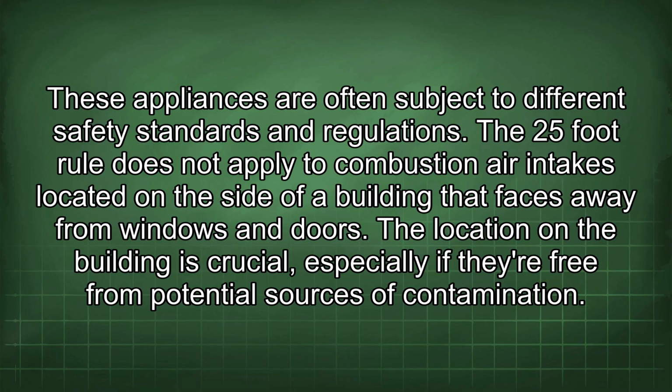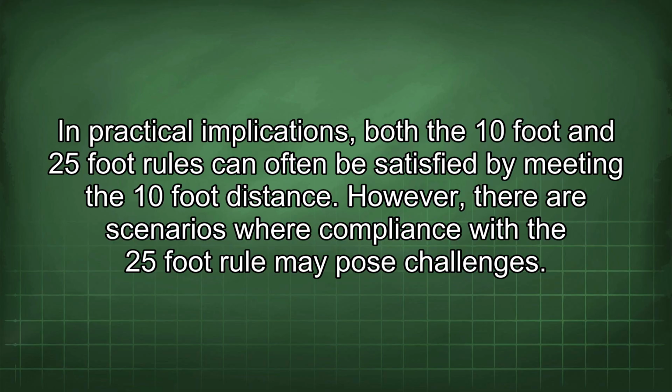The 25-foot rule does not apply to combustion air intakes located in the side of a building that faces away from windows and doors. The location on the building is crucial, especially if they are free from potential sources of contamination. In practical implications, both the 10-foot and 25-foot rules can often be satisfied by meeting the 10-foot distance.